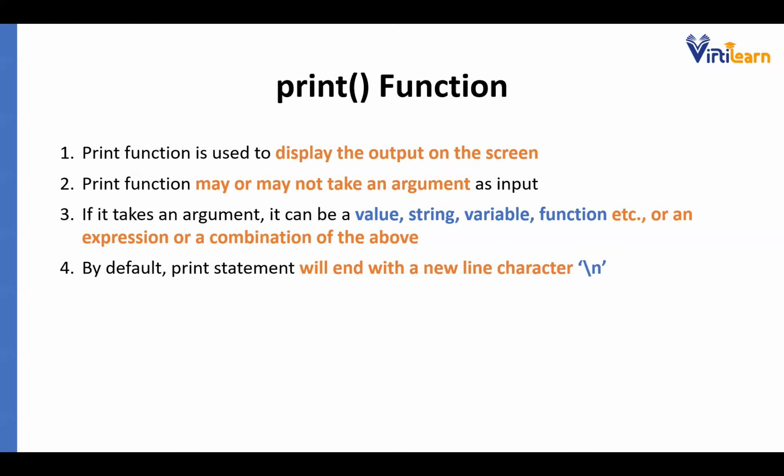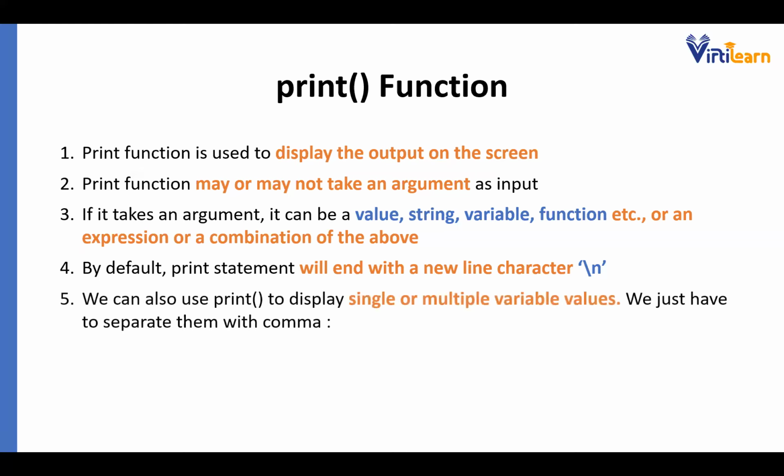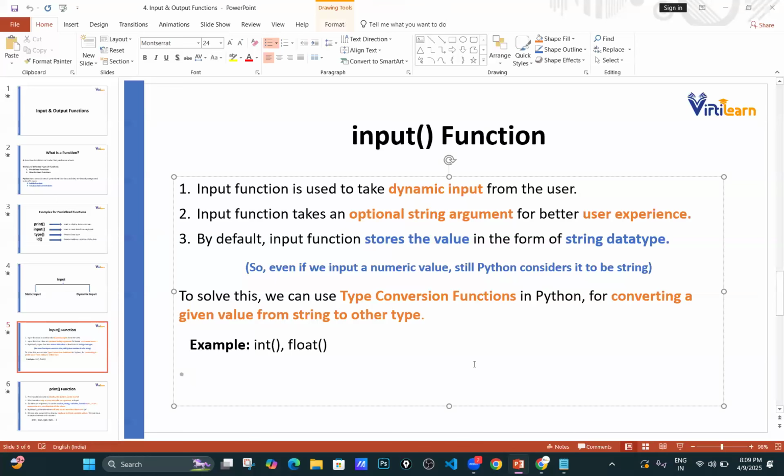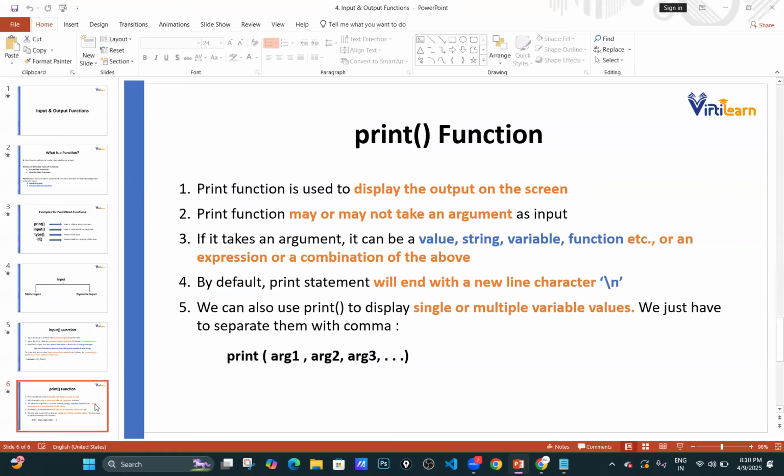By default, a print statement will end with a new line character. We can also use a print statement to display multiple values. How to do that? By using a comma as a separator. And if you want to change the ending value, or the separating value, you can use the arguments end and sep. That is how the print function works.